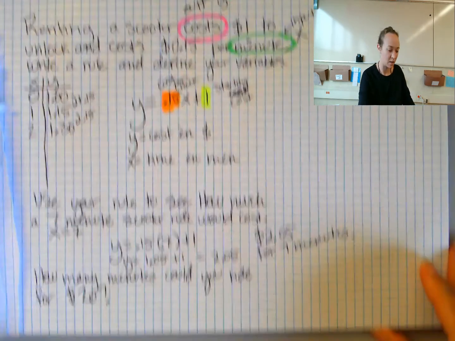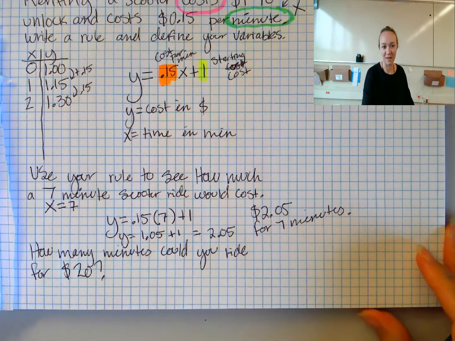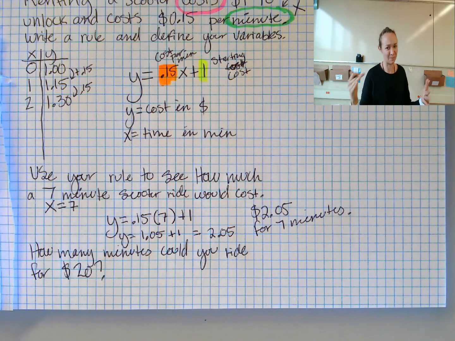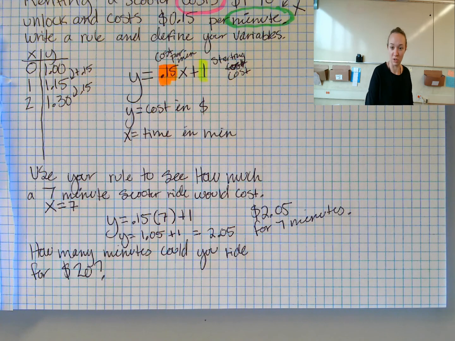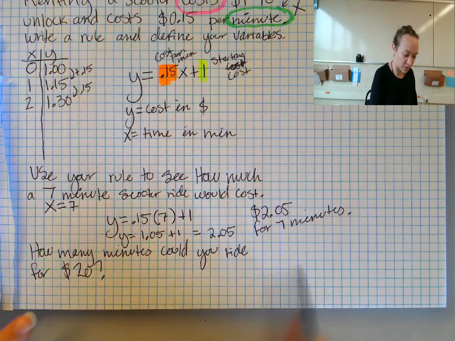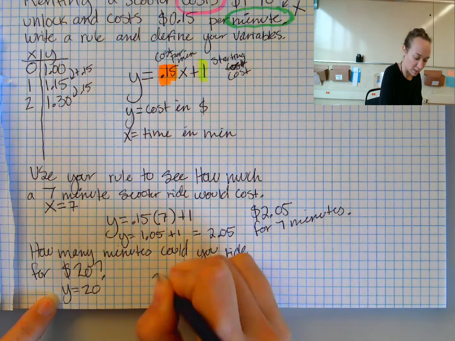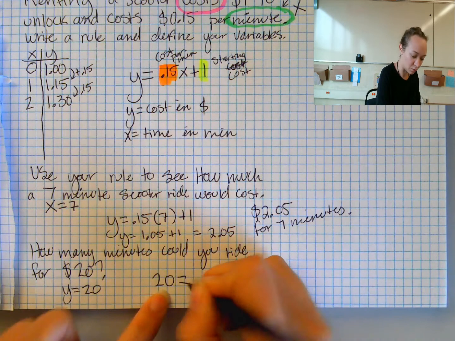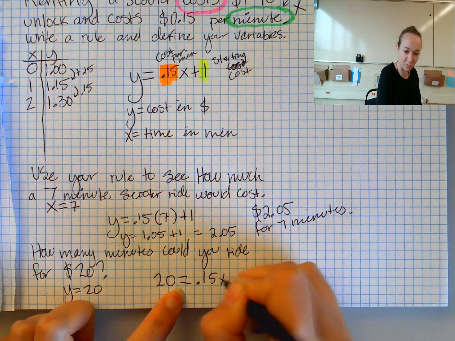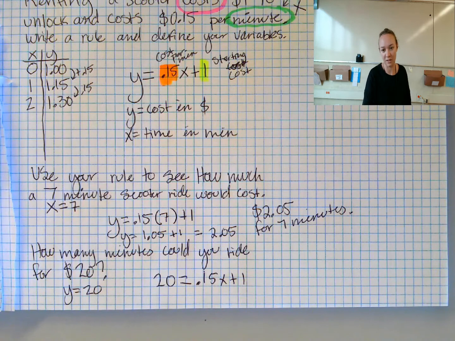Okay. And then the other way we could ask this would be that silly way I first said that doesn't make quite as much sense, but in theory, if you had exactly $20 to go for a joyride, how long could you ride for? So this time, I'm giving you the output, right? So I'm telling you y equals 20. So you're going to do 20 equals, and then the rest of the rule, 0.15x plus 1, and then you solve for x. Take a minute and do that now.